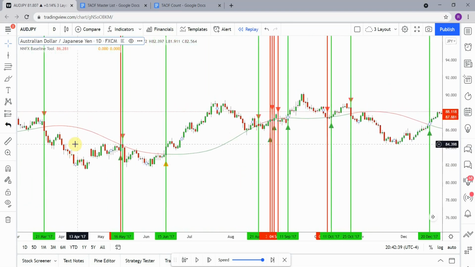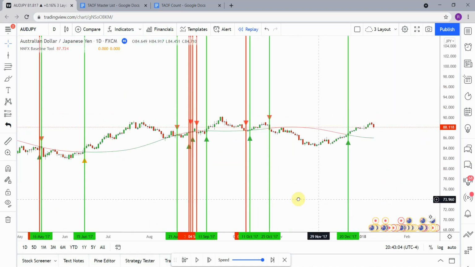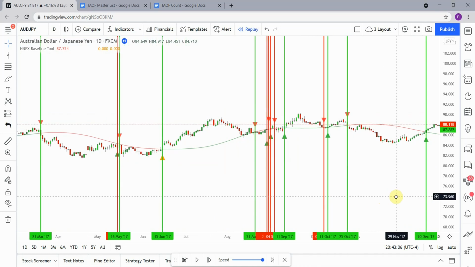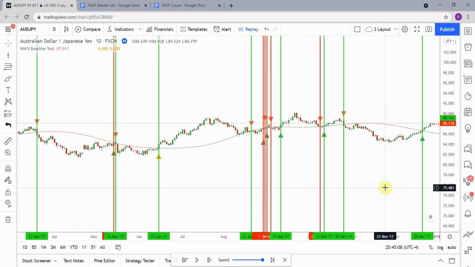All right, let's count these out and see what we get. So we got 1, 2, 3, 4, 5, 6, 7, 8, 9, 10, 11, 12, 13, and 14. So we have 14 trades altogether, and we have 1, 2, 3, 4, 5, 6, 7, and 8 winning trades. So unfortunately, that is going to barely miss that 60% marker that we're looking for.